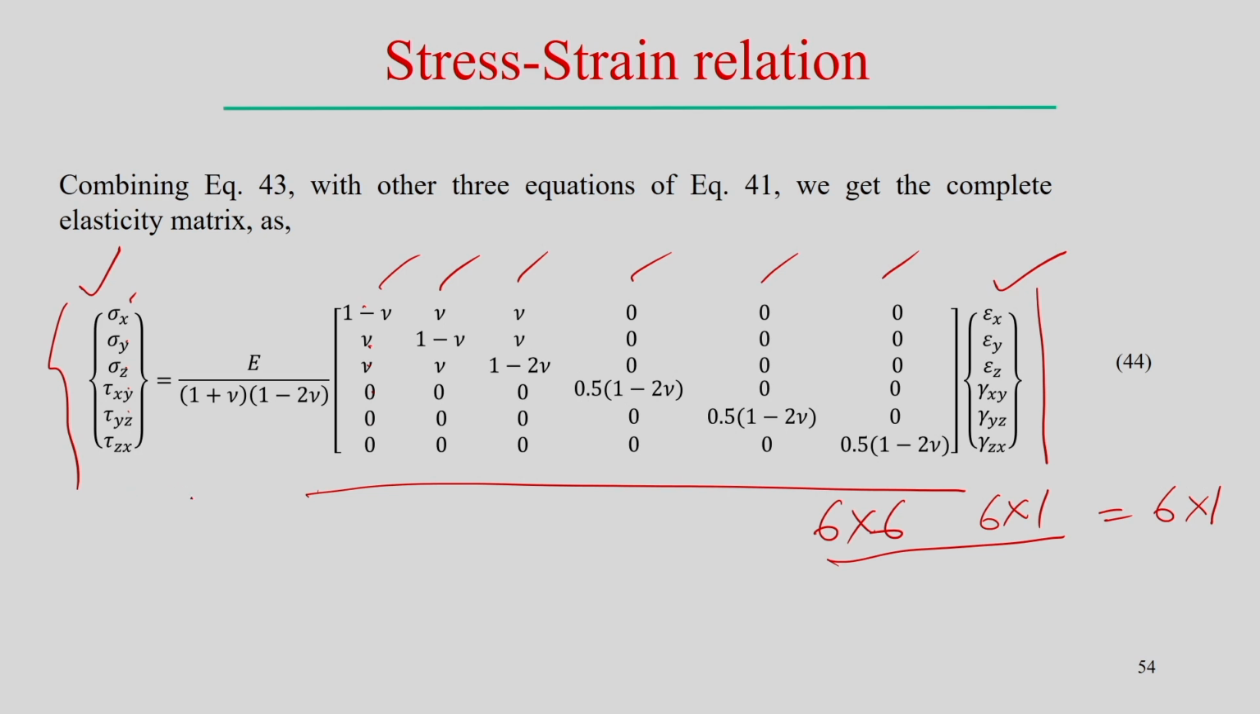And this is that it should be 6 by 1. So, here you can see that it is the 6 by 1 matrix. Looking into all this expression, we can also cross check the order of this matrix from this expression.